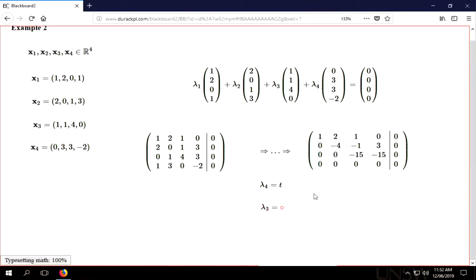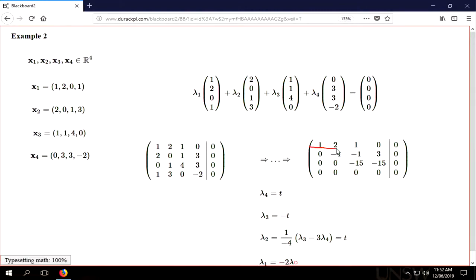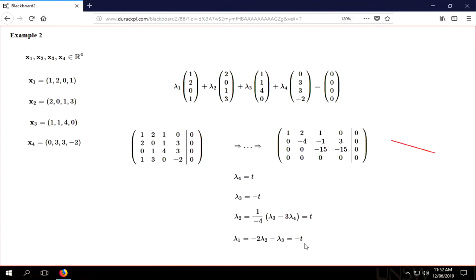This is lambda 3, from the third row, I should say. Lambda 2 at the second row, back substitution, turns out to be t again. And lambda 1 from the first row. That's the solution for lambda 1. We have this multiple parameterized solution.